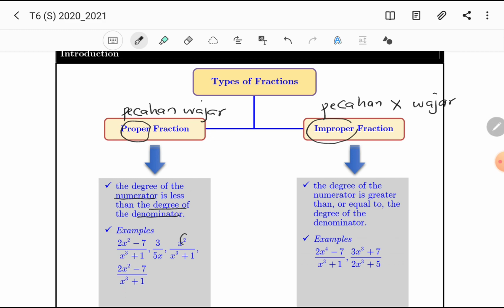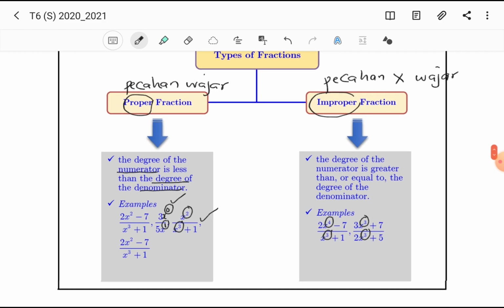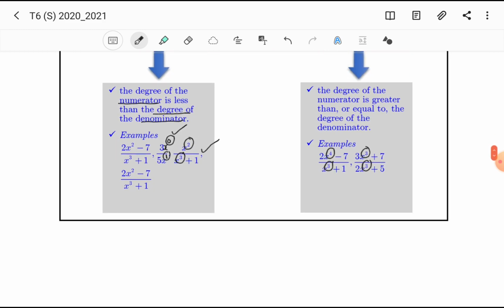Okay, awak tengok yang ni. X kuasa 2. Atas kuasa 2, bawah kuasa 3. So, ini proper. Okay, ataupun yang kedua tu. 3. 3 means 3x power of 0 lah. Atas 0, bawah 1. So, ini adalah proper. Apa maksud improper? Improper maksudnya power atas sama dengan power bawah ataupun atas lagi besar berbanding dengan yang bawah. Okay, boleh ke? Okay, we have proper fraction and improper fraction.